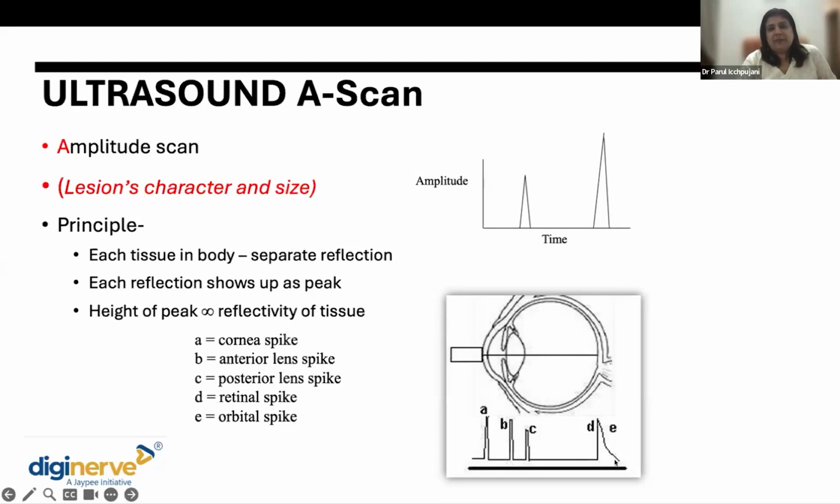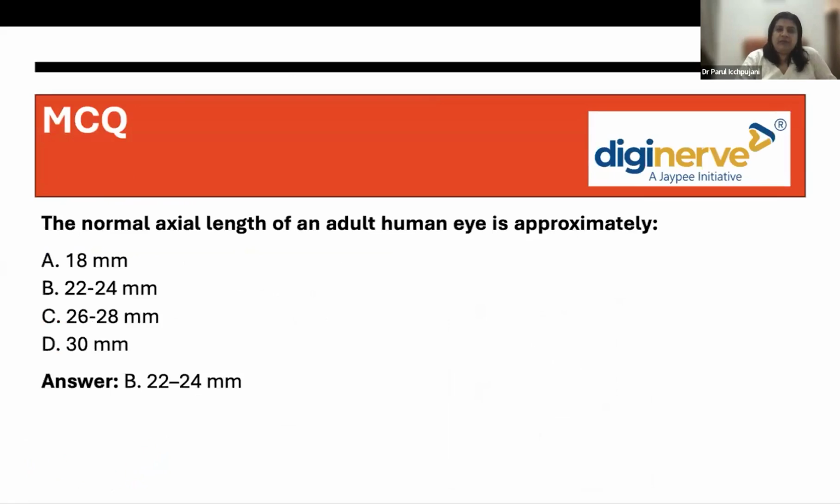So there are 5 spikes that are produced, and the first spike is that of the cornea. The second spike that is produced is of the anterior lens surface. The third spike is of the posterior lens surface. The fourth spike is of the retinal surface, and the fifth spike is the orbital spike. So an ultrasound A scan is used for biometry.